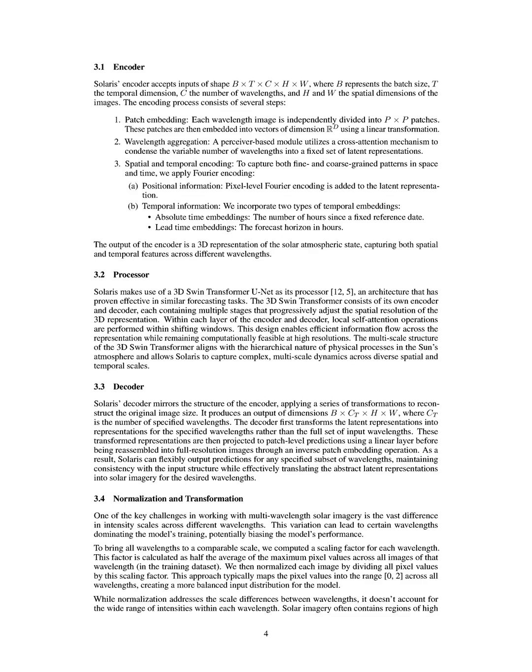Next, the processor employs a 3D SWIN transformer U-net to evolve this representation over time, effectively capturing the complex dynamics of the solar atmosphere. Finally, the decoder reconstructs the evolved representation back into forecasts for specified wavelengths, ensuring that the output maintains consistency with the input structure.